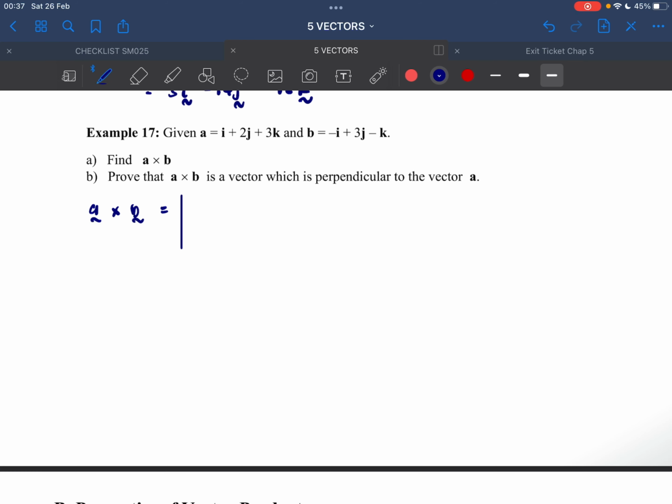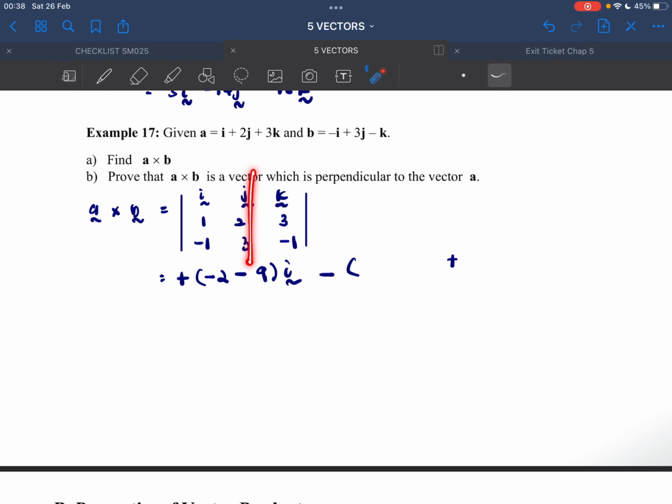Equals, here we have I, J, K. Our A is 1, 2, 3. B is negative 1, 3, negative 1. So let's find the cross product. Close I, we have 2 times negative 1, 3 times 3. Remember, plus minus plus. So 2 times negative 1, we have negative 2 minus 9 I. And we are going to close this part here. 1 times negative 1, we have negative 1.